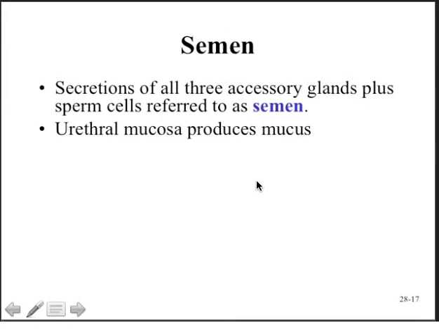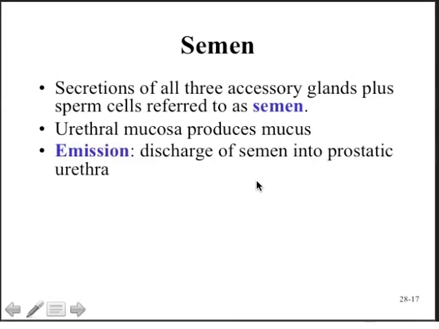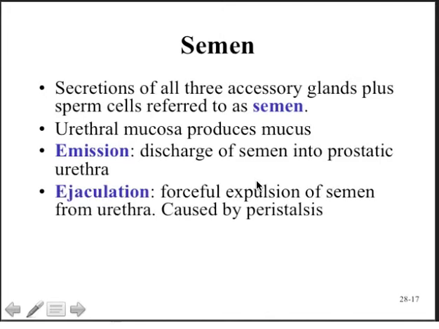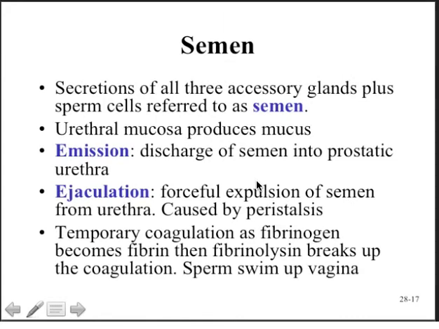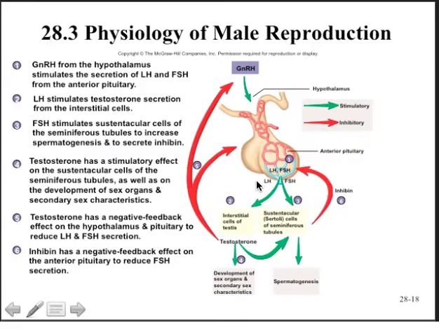The urethral mucosa produces mucus. Emission is the discharge of the semen into the prostatic urethra, while ejaculation is the expulsion of semen from the urethra and is carried out, of course, by the smooth muscle contractions we've already become familiar with in the digestive system, known as peristalsis. Temporary coagulation occurs as fibrinogen is converted to fibrin, allowing the sperm passage into the female reproductive tract. Fibrinolysin then breaks up the coagulation, allowing the sperm to swim up the vagina and ultimately find the egg.